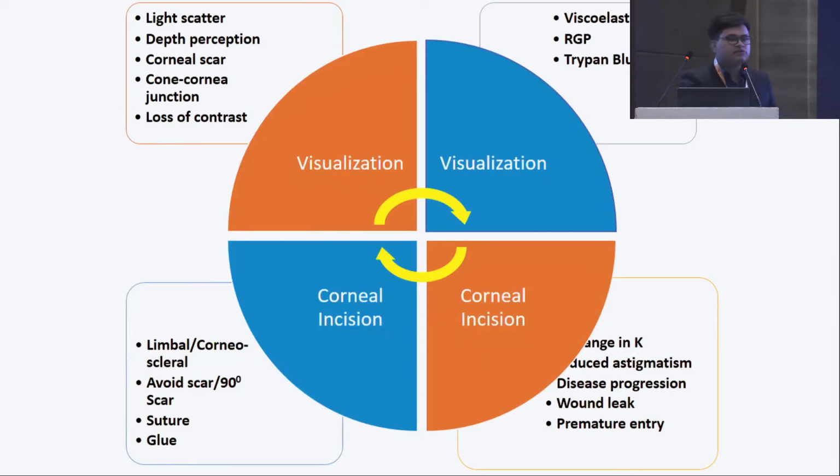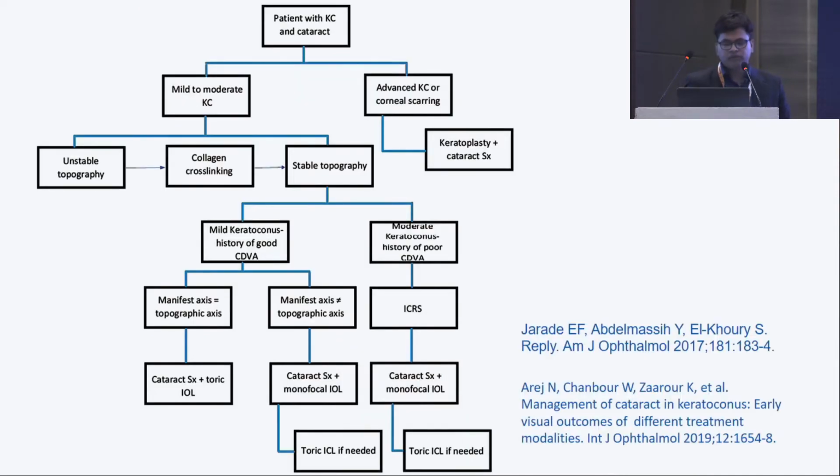Corneal incision: you should always avoid corneal incision, always go for a limbal or corneoscleral incision, avoid scarring areas, and always try to put a suture if you are a little bit doubtful about the self-sealing nature of the incision. And if your patient is not happy with a suture, you can put a drop of fibrin glue at the end of the procedure. This is a nomogram. Dr. Manpreet has already covered this quite nicely, how to choose.